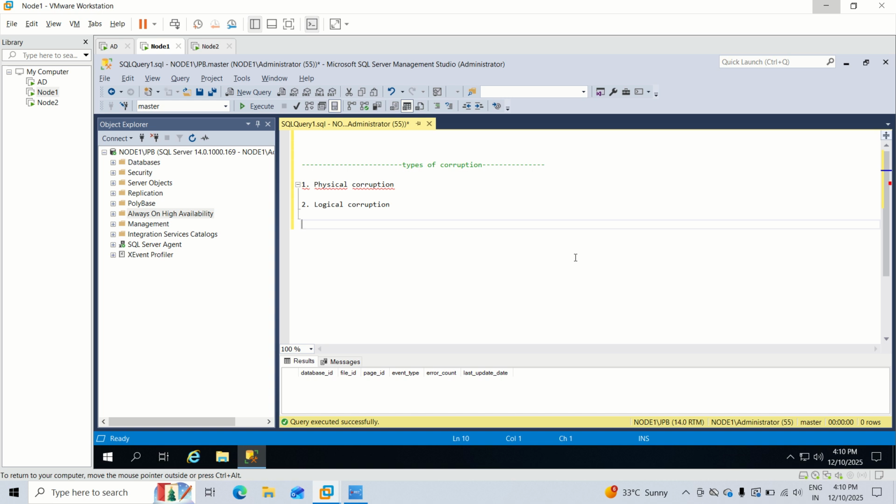This is usually detected by the SQL script DBCC CHECKDB. With the help of it we can easily detect logical corruption.